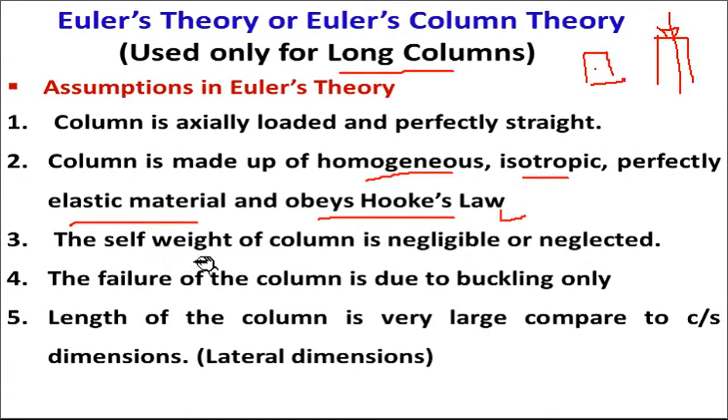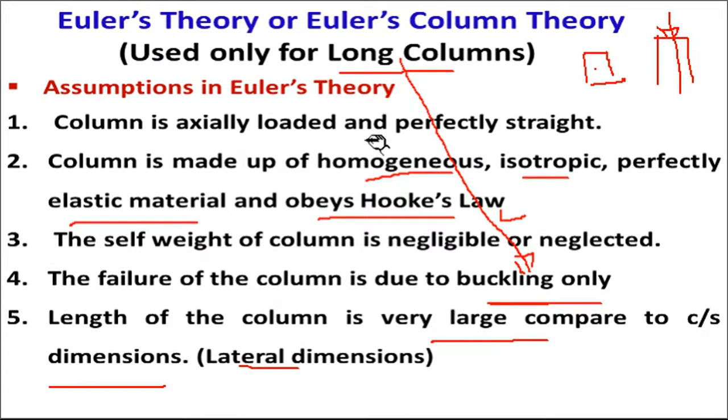Third assumption is that the self-weight of the column is neglected or negligible. The weight of this particular column is neglected. The failure of the column is due to buckling only, because this is applicable only for long columns. That's why here failure will be assumed to be just due to buckling only. The length of the column is very large compared to cross-sectional dimensions. Cross-sectional means what? B or D, that is also called the lateral dimension. So these are the few assumptions in Euler's theory.